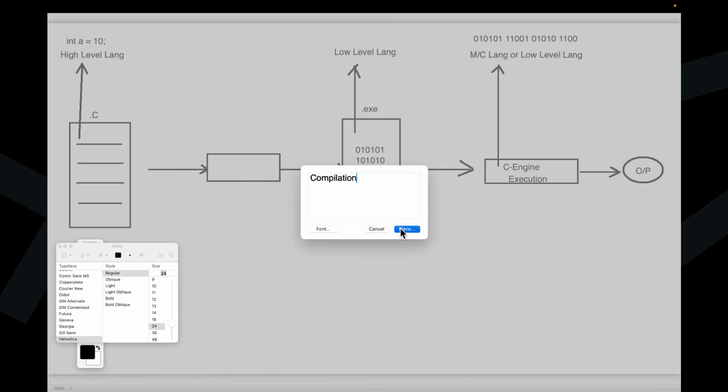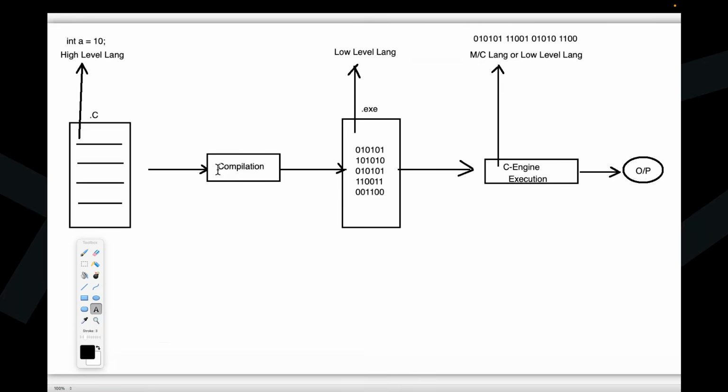The translation mechanism is called what? Compilation. Guys, are all of you getting clarity? What is the meaning of compilation? What is the purpose of the compilation, guys? Now tell me, all of you know. What is the requirement of the compilation? Now tell me.